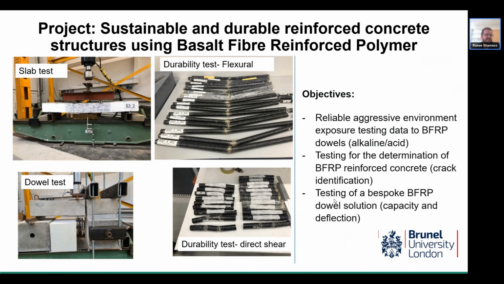For example, as we said here, a client approached us to test basalt fiber reinforced polymer rebars and dowels. You can see here we tested dowels, we tested slabs, we also tested the durability of the dowels themselves, which are used for ground bearing slabs. That testing was funded by Innovate UK, and the objectives of the project were to obtain reliable aggressive environment exposure testing data for dowels in acid and alkaline solution. Also testing the BFRP reinforced concrete to identify the cracks, with different percentages added of plastic fibers. Also testing a BFRP dowel solution to identify the capacity and deflection. From all this testing, the company proposed a design specification in line with the national design standard.